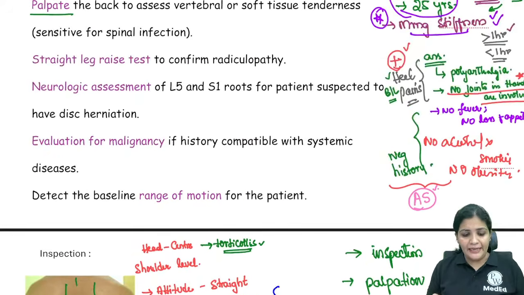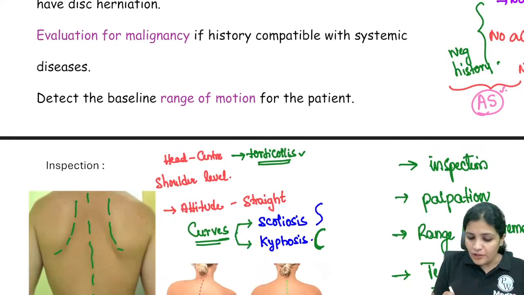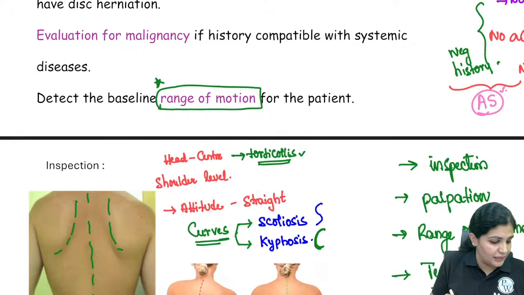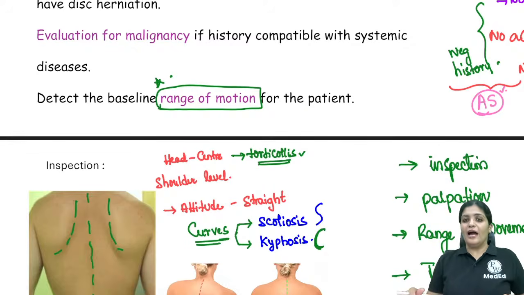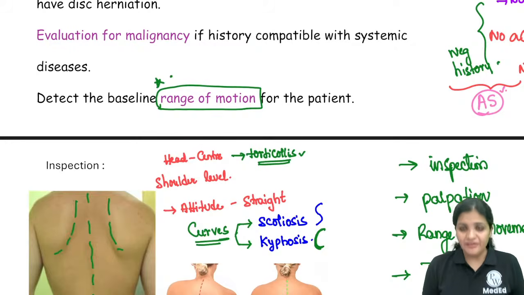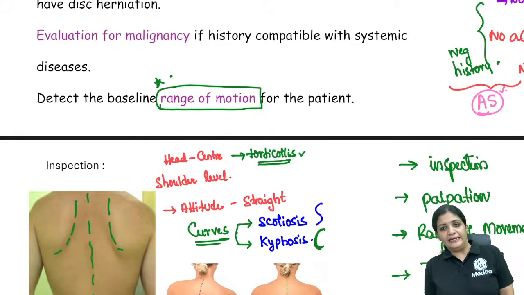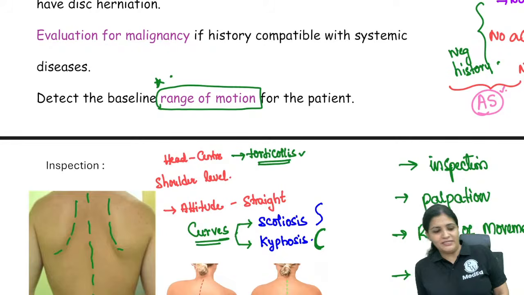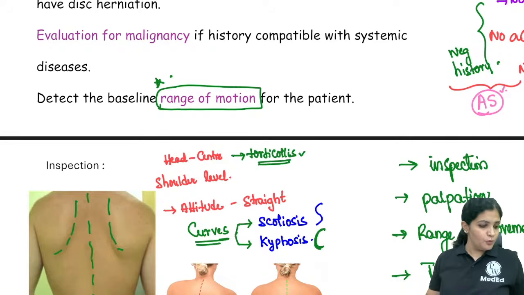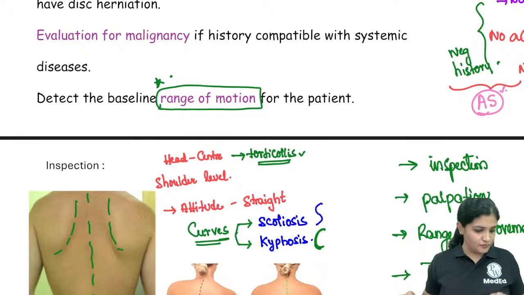Okay, so once the inspection and palpation are done, what you're going to test is the range of motion. This is very, very important. How do you test the range of motion? In the spine, we have flexion, extension, and rotation. Rotations are not much appreciated, so mostly you look for flexion and extension. Sometimes you can see lateral bending like this, which is lateral bending to one side. These are the various movements which you can identify in the case of the spine.